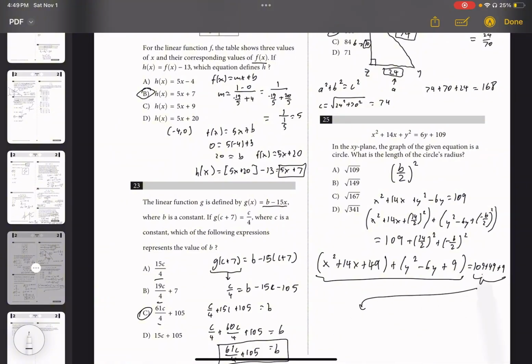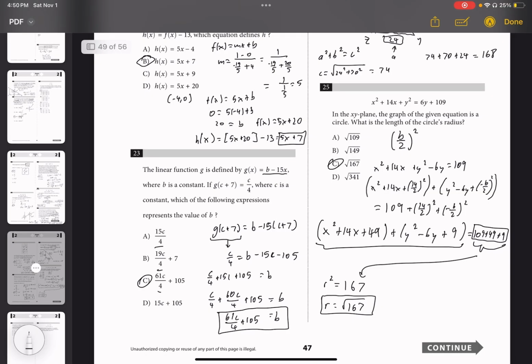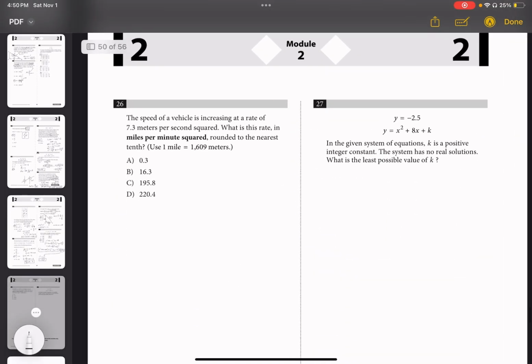So we have 109 plus 49 is 158, and then plus 9 is 167. So this is equal to r squared, because remember, the radius is going to be the square root of 167, because this value right here represents r squared, based on the standard formula for a circle. So C will be your answer for that problem.